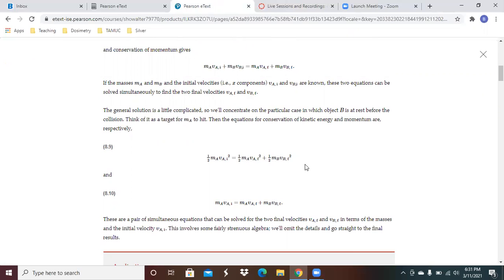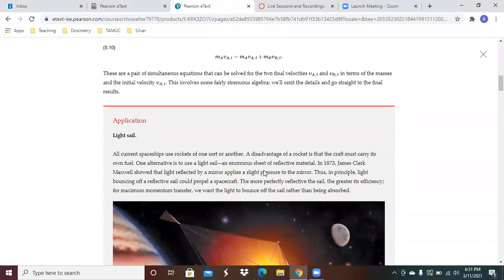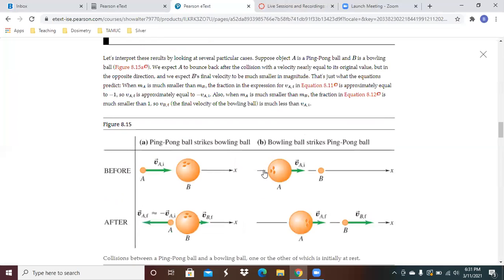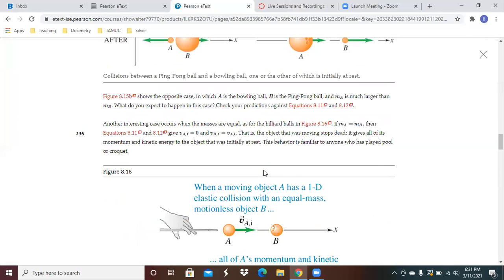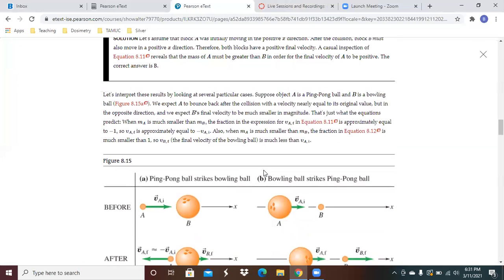The general solution is a little complicated, so we'll concentrate on the particular case in which object B is at rest before the collision. When object B is at rest, this term would disappear. It also means that this term in this equation would disappear. It turns into this. Let's back up here.